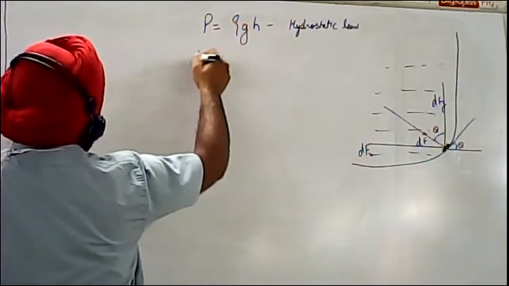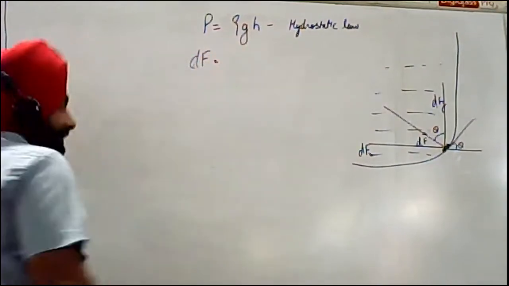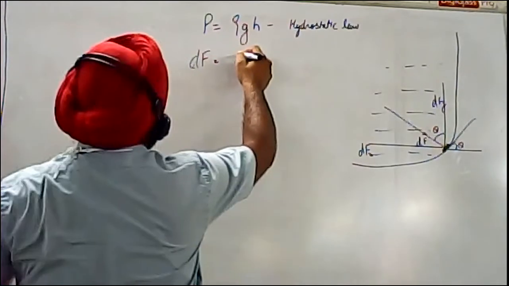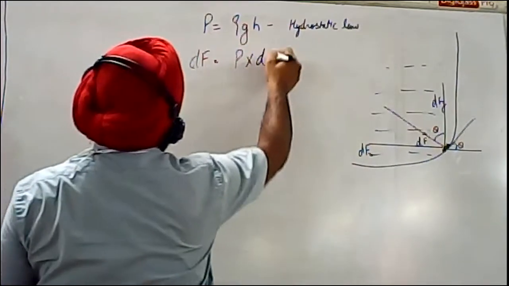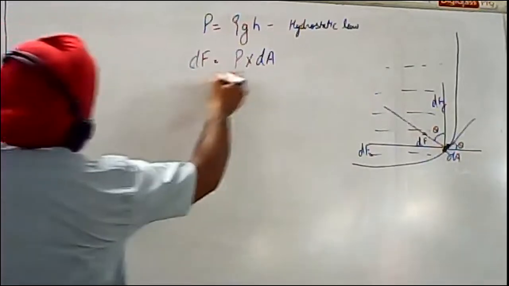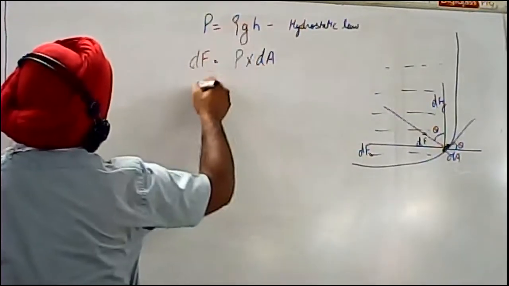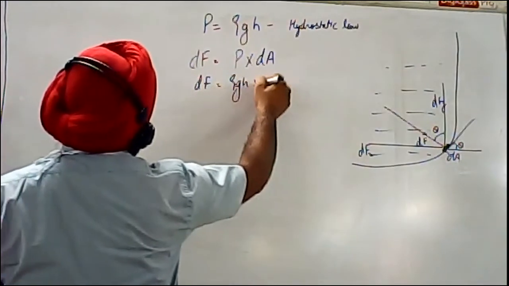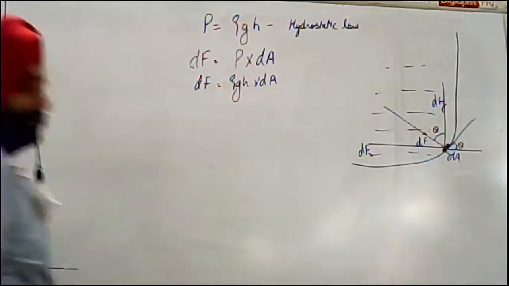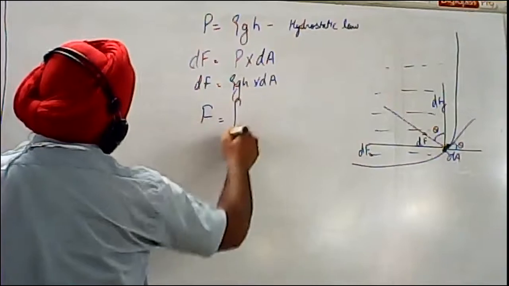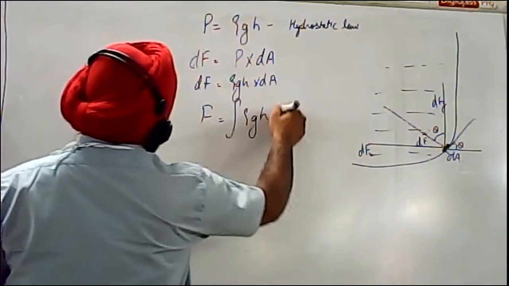And if you want to calculate dF, the small change in force, that should be equal to P into dA, the small area that we have considered. Now, the value of this force is rho gh into dA. To calculate the total force F, we must integrate rho gh dA.